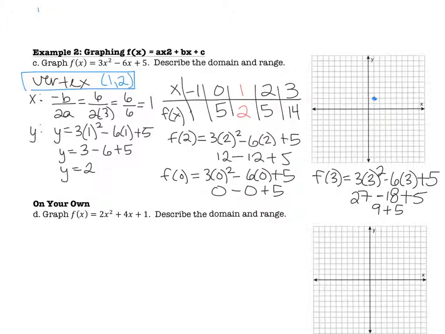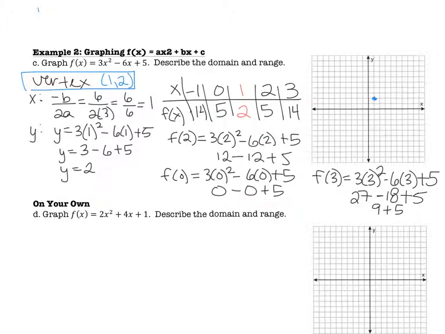And if we plug in -1, we would end up getting 14 as well, because if I just plug it in verbally, we have -1 here. So -1 squared is 1, times 3 is 3. Negative 6 times negative 1 would be positive 6. So 3 plus 6 is 9, plus 5, we get 14.